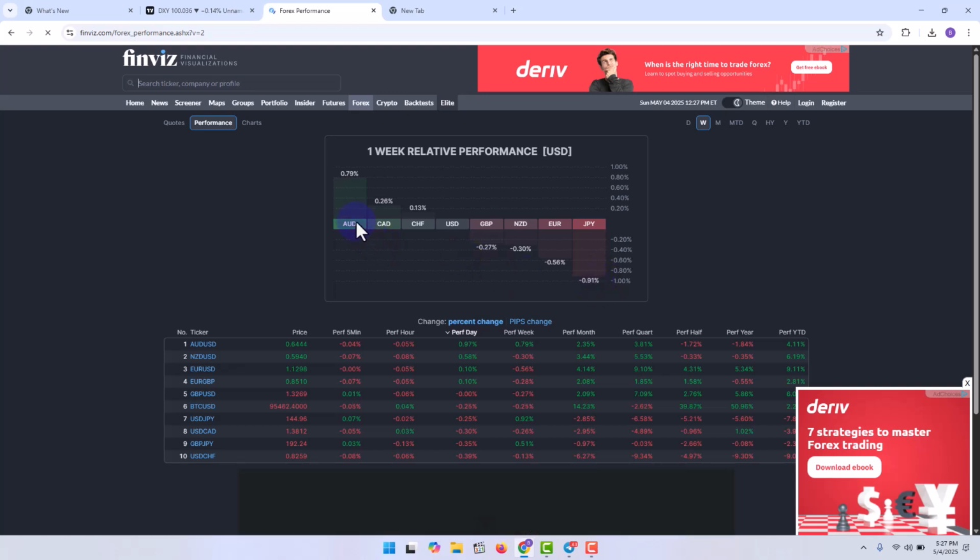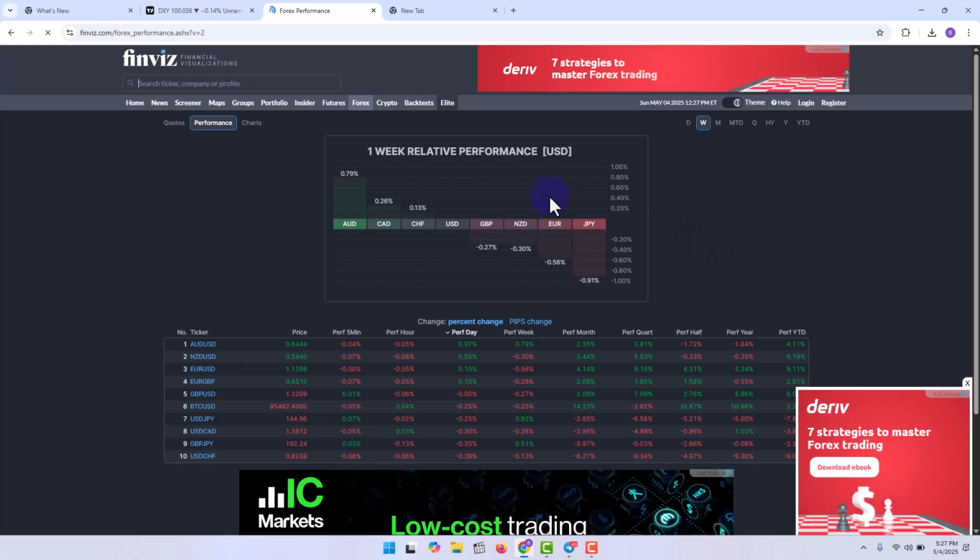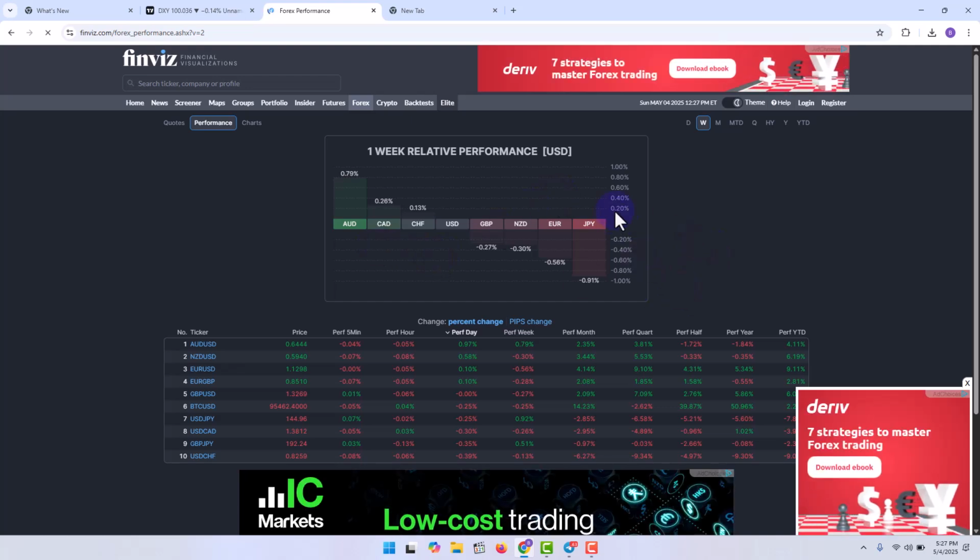And when you merge up AUD and JPY, you're going to have AUD JPY as the leading currency for last week's trading performance. AUD JPY performed better than most of these currencies. The second currency after AUD is the Canadian dollar, with about 0.26% strength.